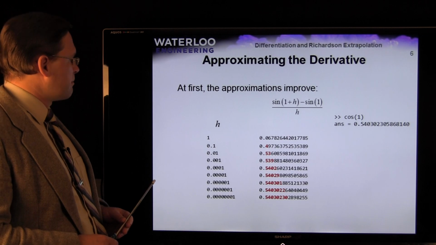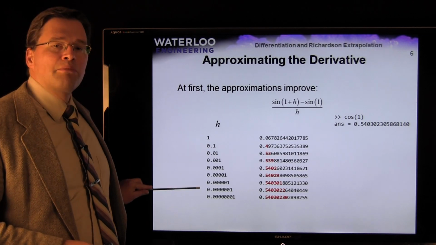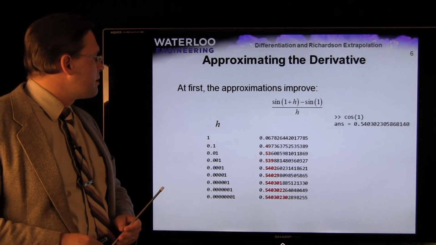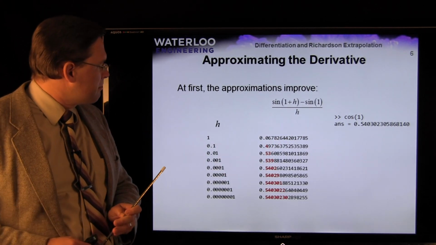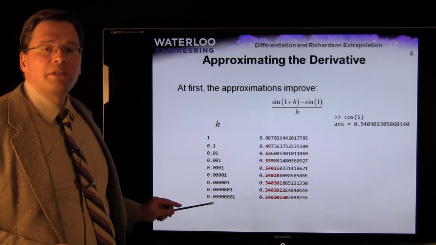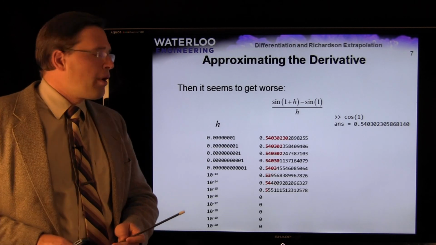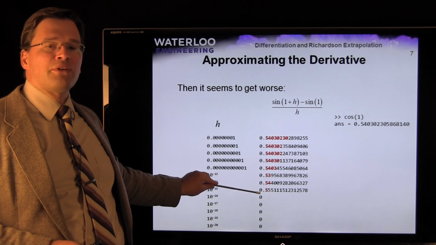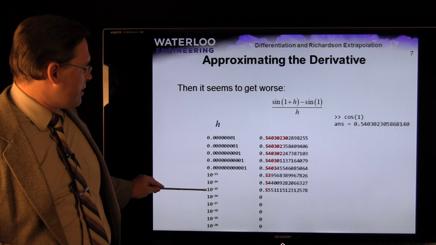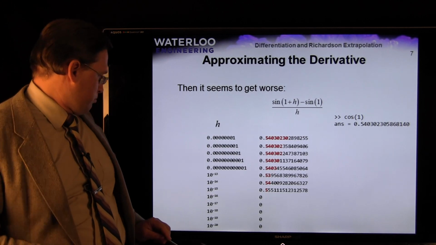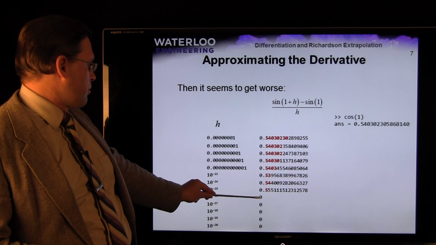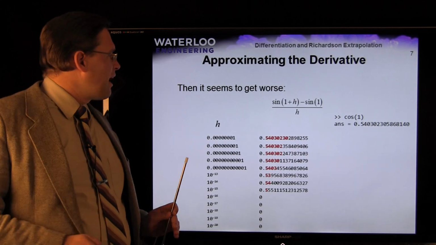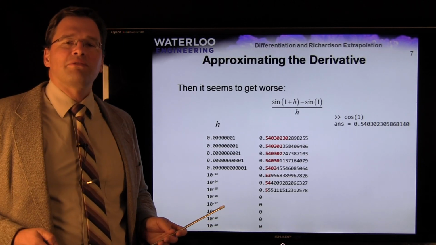Well, initially things seem to get better. As h gets smaller by a factor of 10, it seems that we get one more digit of accuracy with every single step. And again, there is the correct answer, cosine. So far so good. Unfortunately, after a while, the approximations get worse. As h gets smaller, we get fewer and fewer digits of accuracy until, when h equals 10 to the negative 15, we get 0 as our approximation. Not a very good approximation. It's 100% relative error.